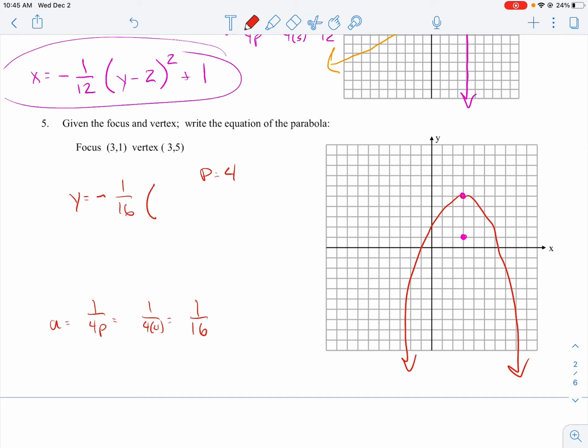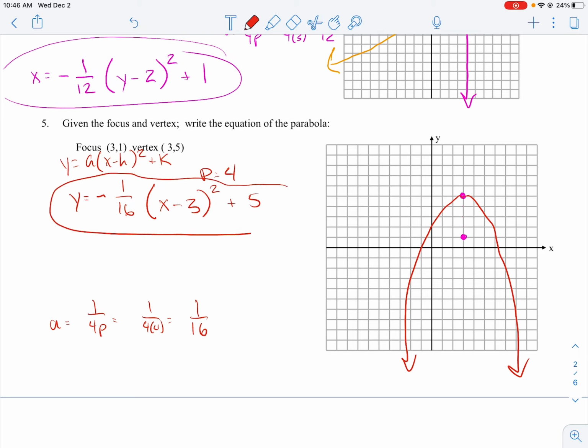And then we just have to plug in our x and y values. Now remember, the equation looks like this again, x minus h squared plus k. And so I go x minus 3 squared plus 5. Make sure you put the vertex in there and not your focus. And that's the equation of that parabola right there.